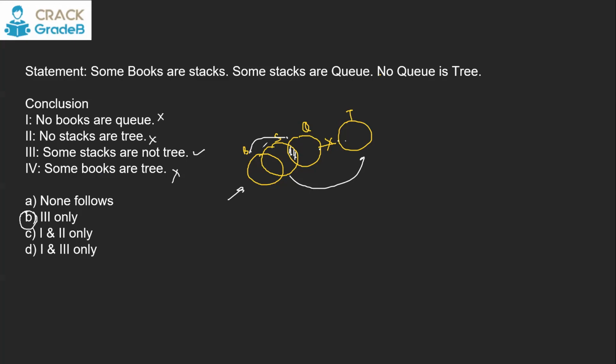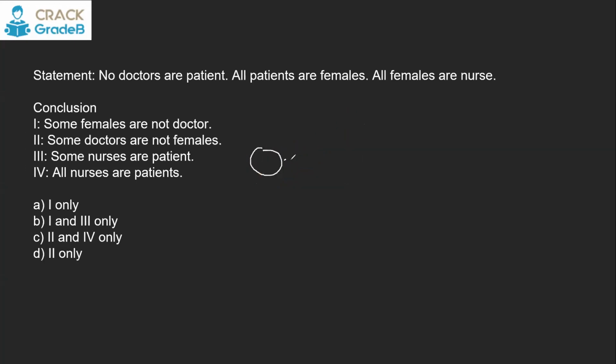No doctor or patient. Doctor and patient won't have any intersection. All patients are females. All females are nurses. Some females are not doctor. So some females are not doctor is a true conclusion because these many female, they cannot intersect with doctor.